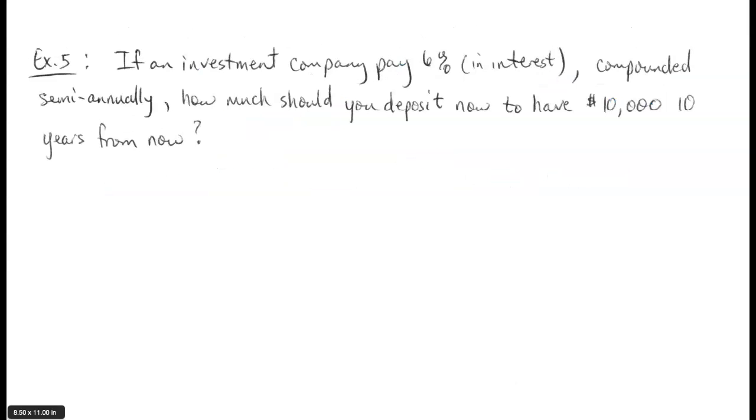So for our next question, it says if an investment company is going to pay 6% in interest, compounded semi-annually, and so we know since that's semi-annually that means that our compounding periods per year is going to be 2. How much should you deposit now to have $10,000 10 years from now? Okay, so how much should you deposit now? What that's saying is, what money should I put in today? Or what should be my initial amount? So here it's the principal that we're trying to figure out.